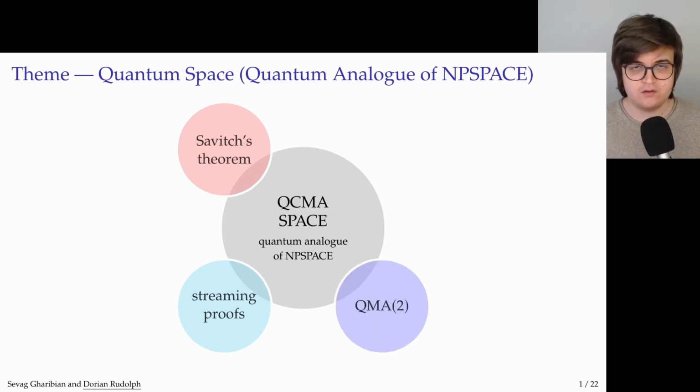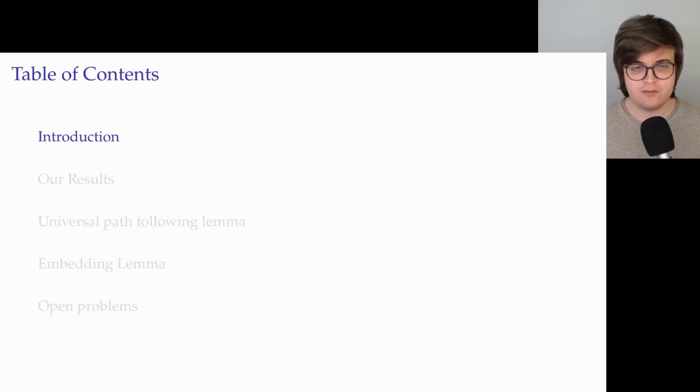We show how to reduce streaming proofs to QMA2, and how to traverse the ground space of a Hamiltonian with local unitaries. So let's start with the introduction.